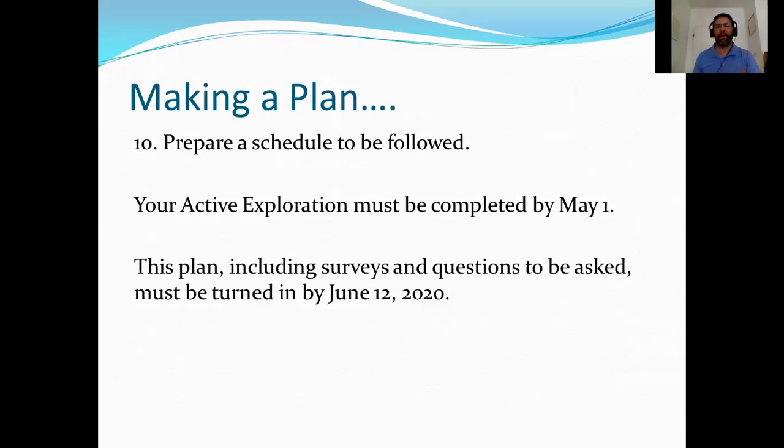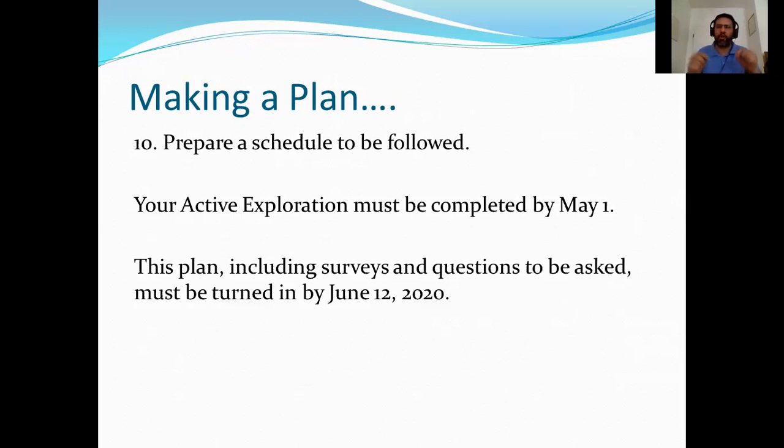Okay, then, sorry, making a plan. Number 10, prepare a schedule to be followed. It means on such and such a day I'm doing this, and the next day I'm doing this, and the next day I'm doing this. You need to have your active exploration completed by May the 1st.